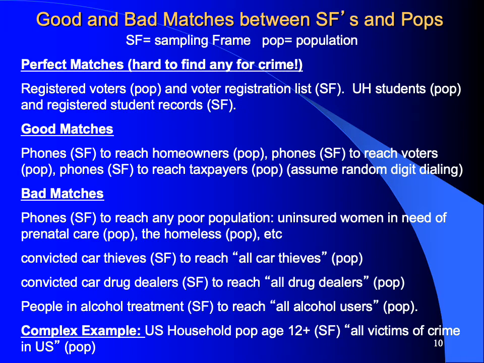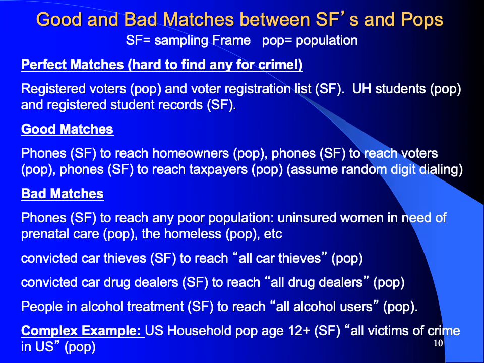For example, I'm not listed in the telephone book, but I get these calls because computers actually randomly dial digits on the telephone, and that gives you random selection. So for the population of taxpayers, phones are not a perfect sampling frame, but it's a pretty darn good match. The vast majority of people who pay taxes probably have phones in their homes.